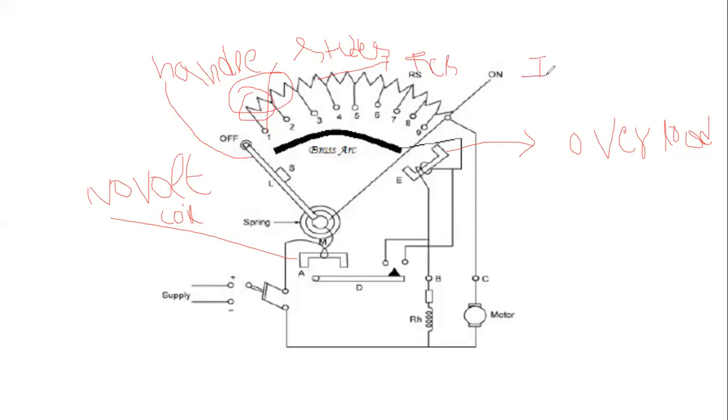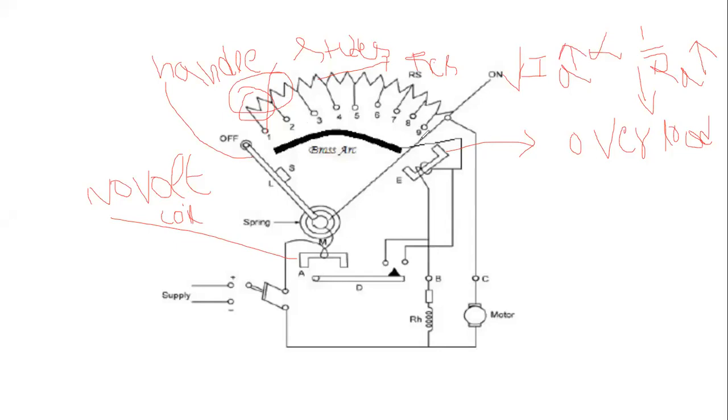What is the relation? The armature current relation: Ia is inversely proportional to the armature resistance. If the armature resistance gradually increases, then the armature current decreases. If we are cutting this resistance, that means the armature resistance decreases. Therefore the armature current increases.